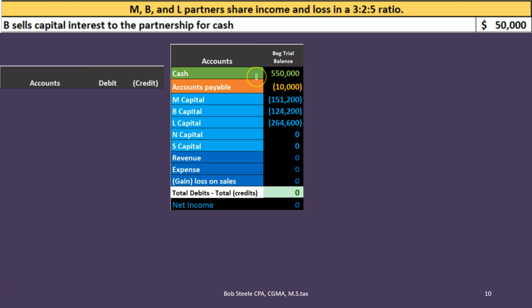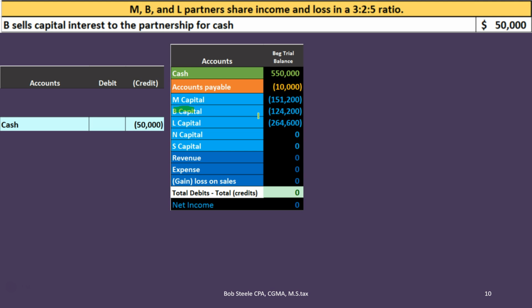So is cash affected? Yeah, it's going down. The partnership's paying B for the partnership interest. Cash has a debit balance. We're going to do the opposite thing to it, which in this case would be a credit. We're going to take B off the books. B has a credit balance in the capital account.